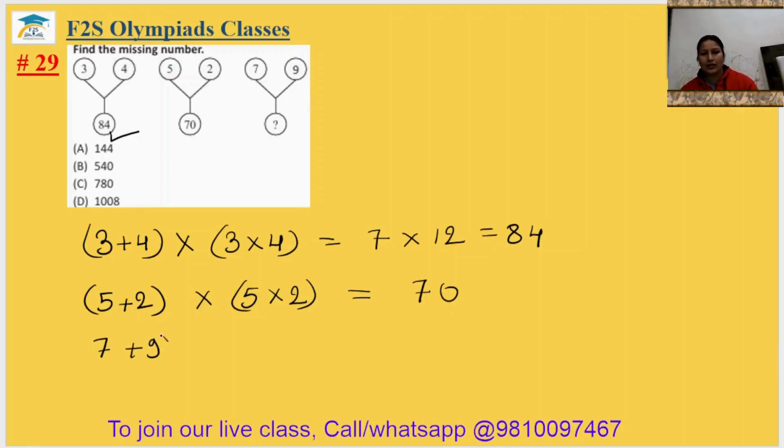7 plus 9 is 16, multiplied by 7 multiplied by 9, that is your 63. So 63 multiplied by 16, this is 1008. It is in option number D. The 29th answer is option D.